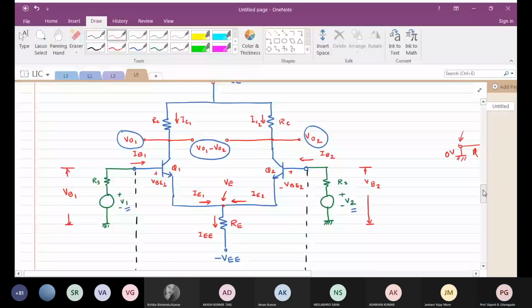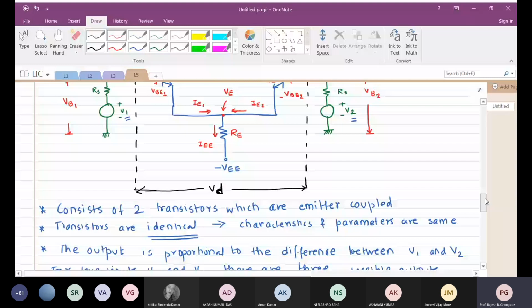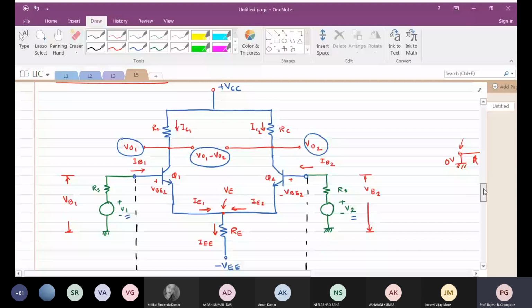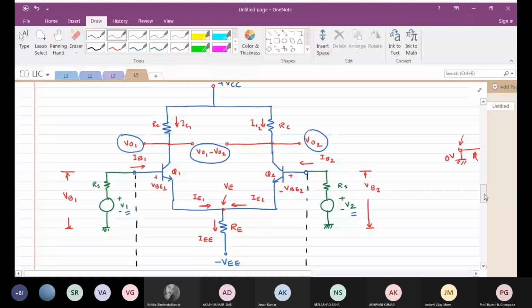Now somebody will ask me, this is not there in the syllabus, so why are we doing it? The simple reason is that without the differential amplifier, you will not be able to understand anything as far as the operational amplifier is concerned. And that is the reason why we have to take a deep dive into this beautiful circuit.